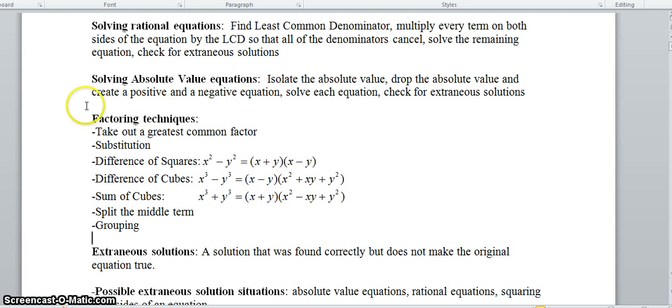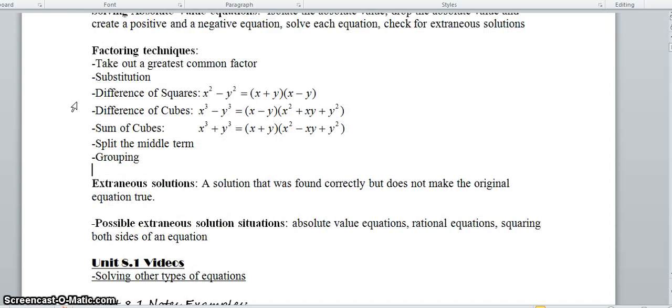Absolute value equations, try to isolate the absolute value, then drop the absolute value, create a positive and negative equation, solve each equation, and check for extraneous solutions. Factoring is going to be a big thing. So you're going to have to recognize different factoring scenarios. Always try to take out a greatest common factor if possible. That'll usually make things easier. You might have to do a substitution. You might think of that as a U substitution. You don't have to use the letter U though. It's really up to you.